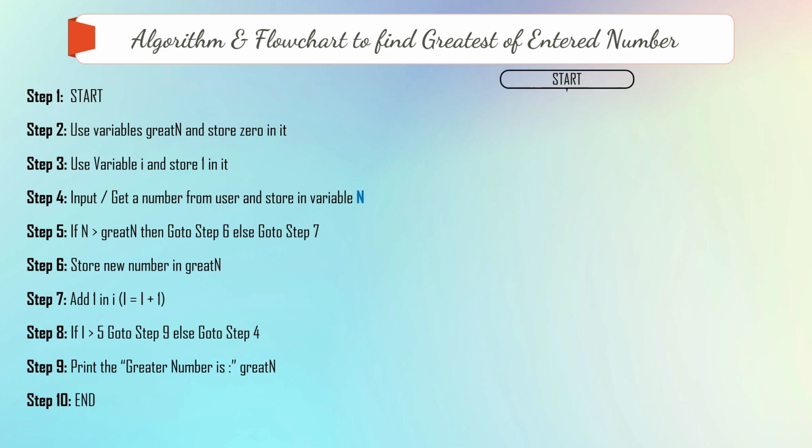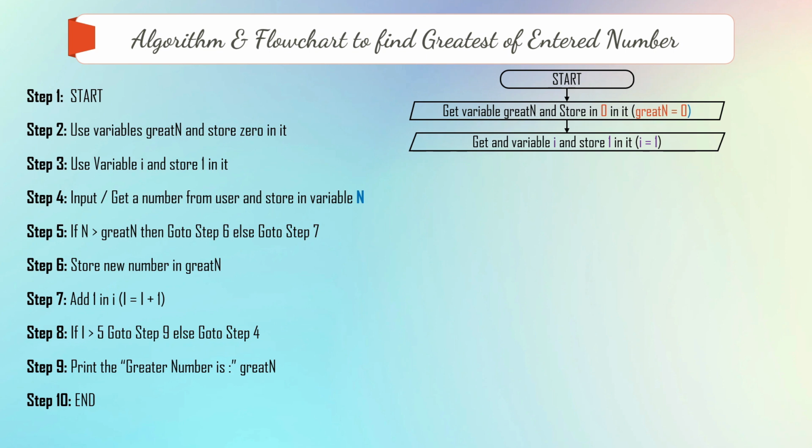Okay, so the first step is start. Second is get variable greatN and store 0 in it. So greatN is 0 now. Get a variable I and store 1 in it. So I becomes 1. Get a number from the user and store it in variable n. So these are the 3 inputs we are getting.